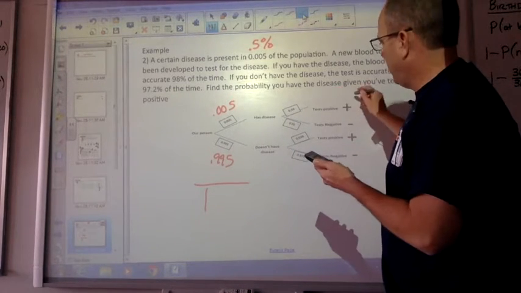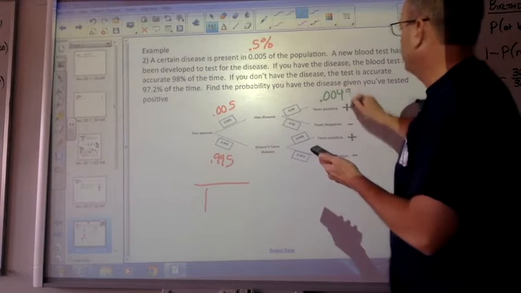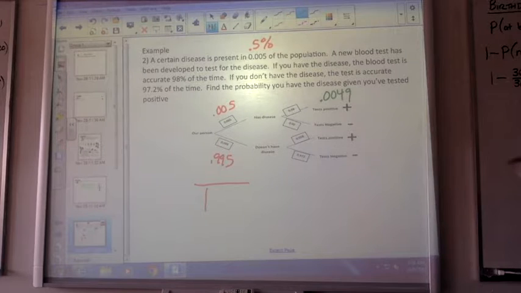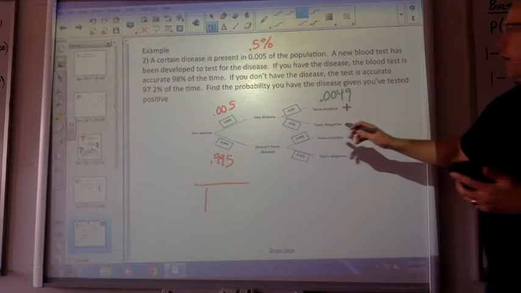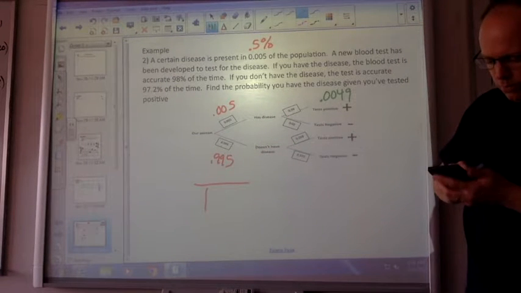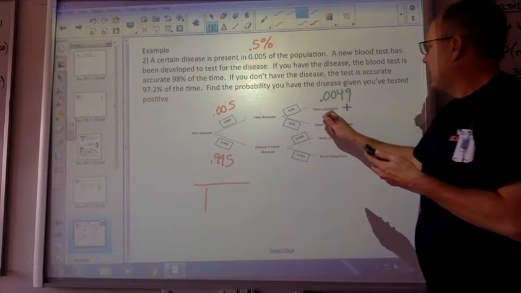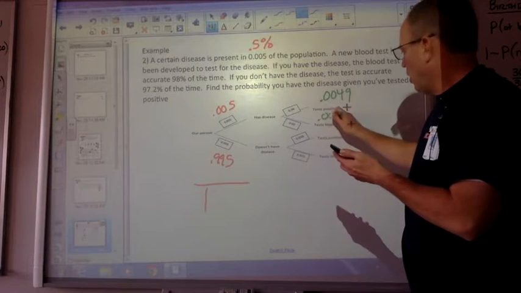So this up here is 0.0049. Okay? And let me fill the rest of this out and I will tell you what this number is going to mean in a moment. And then you take 0.005 and you multiply it by 0.002. 0.005 times 0.002. And that means that 0.00001.